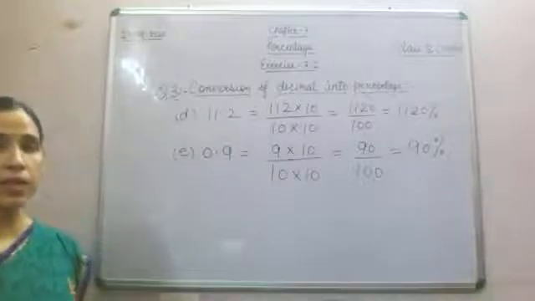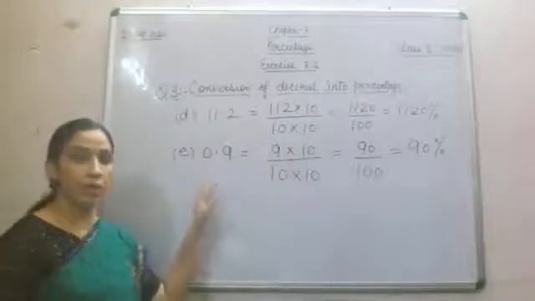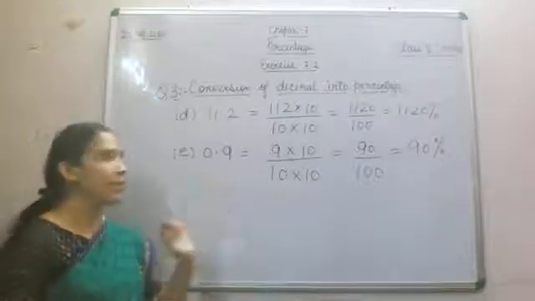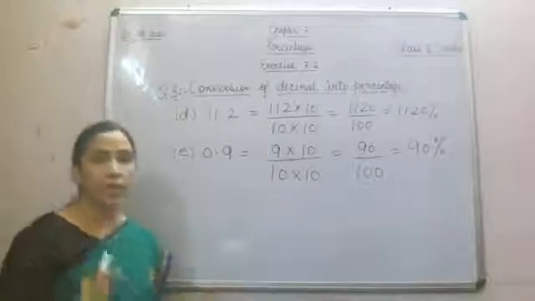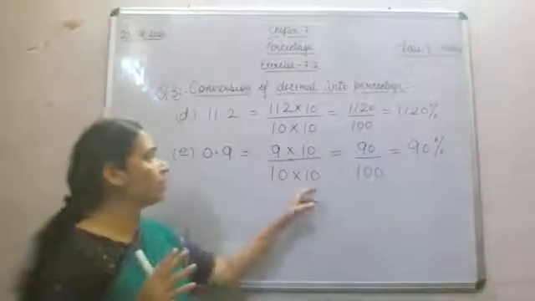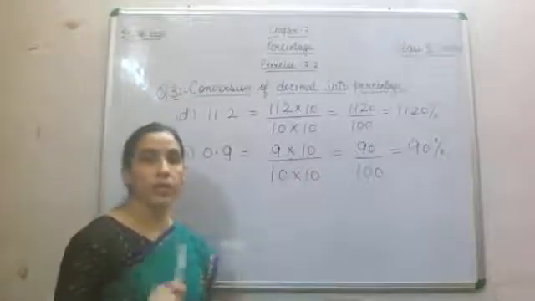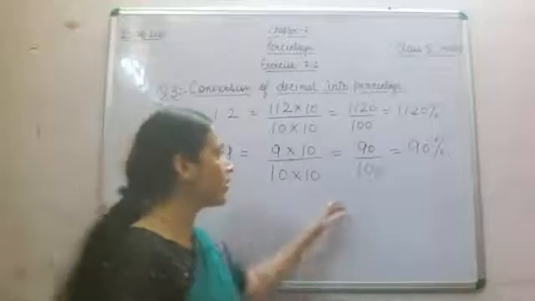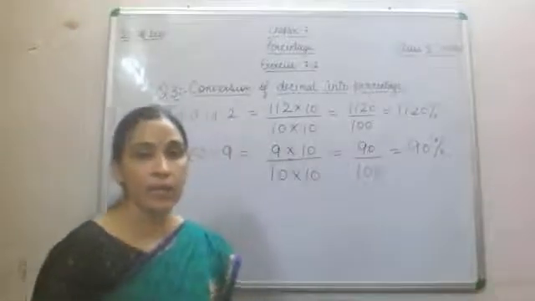90%. Fine, 0.9. Now, 9, how many decimal places are there? One decimal place. Now 9 will be divided by 10, and then we require 100 in the denominator, so we will multiply it by 10 in the numerator and in the denominator, so we will get 90 by 100. So here the percentage will be 90%.